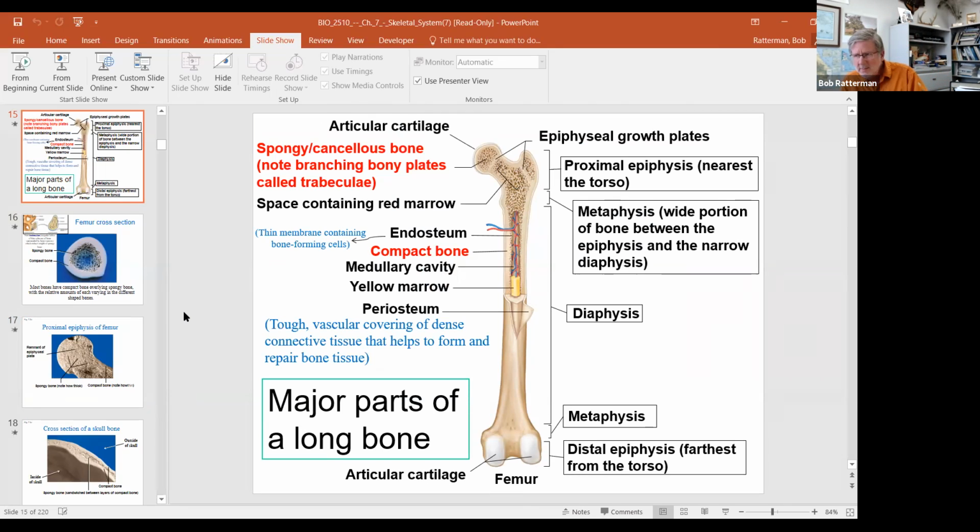Any other questions on skin, bone, life in general? What chapter do we end at for A&P1? Lymphatic system. I think it's chapter 16.